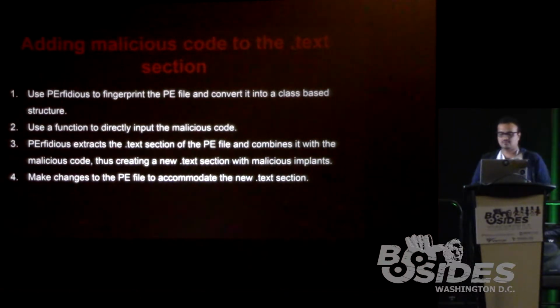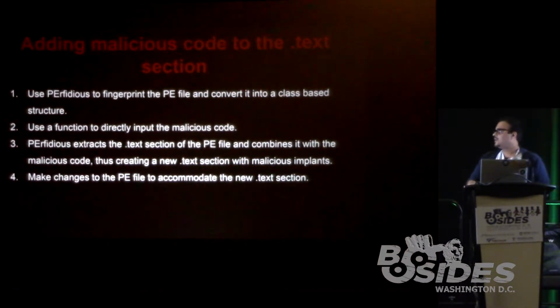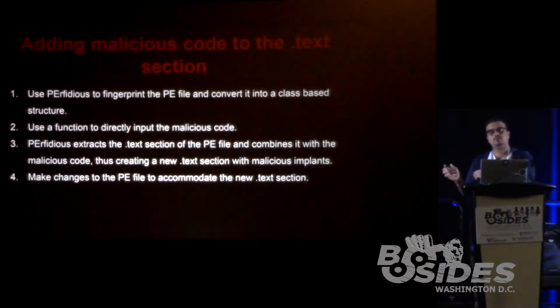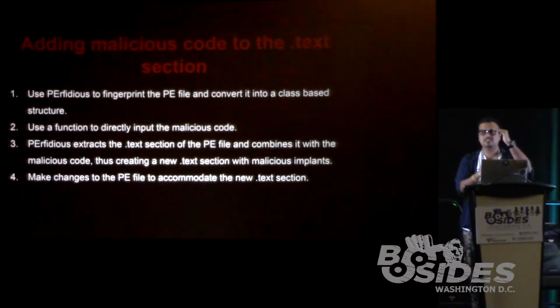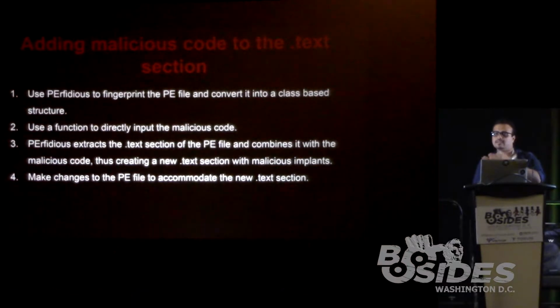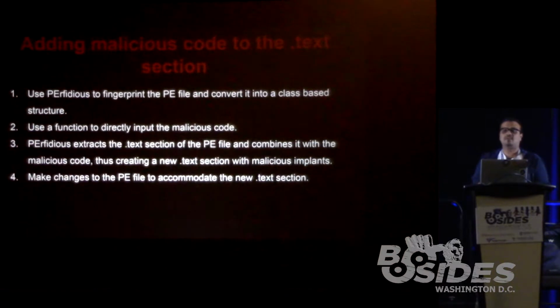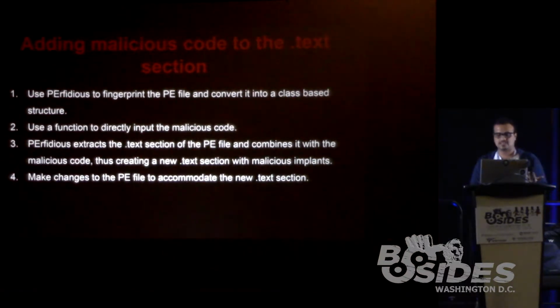So this is what Perfidious aims to do, right? Perfidious can be used to fingerprint the PE file and convert it into a class-based data structure in Python. Then you can use a function to directly input the malicious code inside the text section, right? It would extract the text section, place the malicious code using jumps inside the text section, and then the text section would run the graphical user interface, but in the background it will also run the malicious code, right? It will obviously not function the same as the original executable, because the code paths will be different, but you will still get a GUI if there is a GUI application, right? So that is what it aims to do.